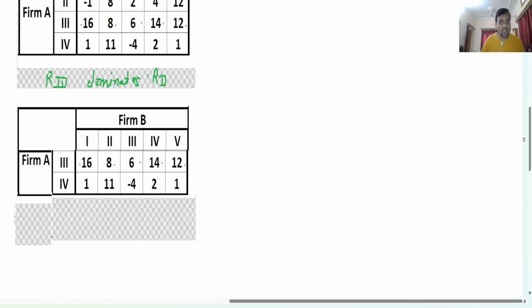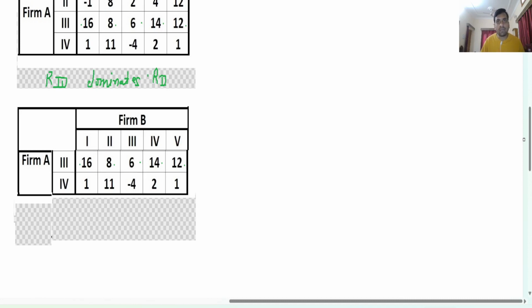So this 16 is greater than 8, right? This 1 is not greater than 11. So we can't eliminate this first column in comparison to the second one. Now we will try this first column with the third one. So this 16 is greater than 6. This 1 is greater than minus 4. This means in comparison to the third, we can eliminate this first one.